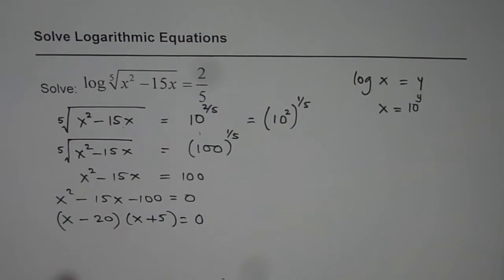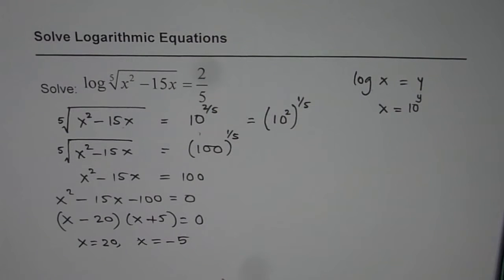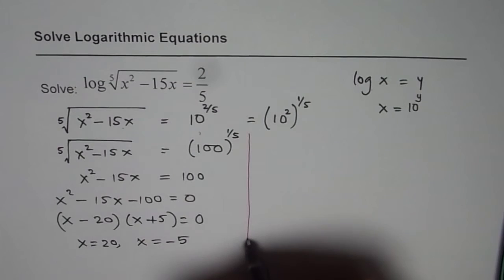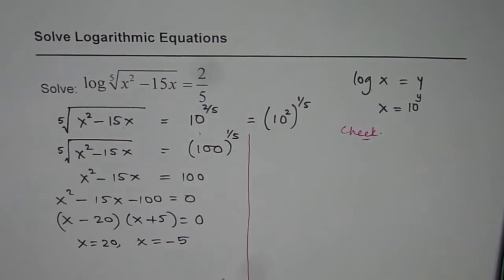Now that gives us two solutions. First is x equals 20, and the other is when x plus 5 is equal to 0, which is x equals minus 5. So there are two solutions to this particular equation, correct? That's how we can do it. Now it's good practice, whenever you are solving logarithmic questions, to always check your answer. So let's check this answer.